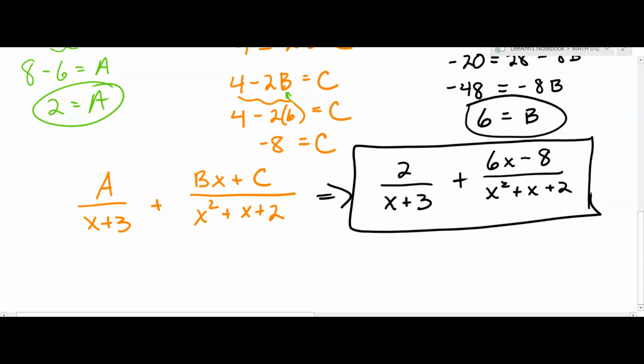And that would be the partial fraction decomposition. You could check it by getting a common denominator and seeing if you get the right numerator. I wasn't going to do that. This video is pretty long.